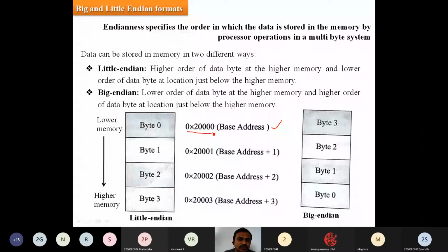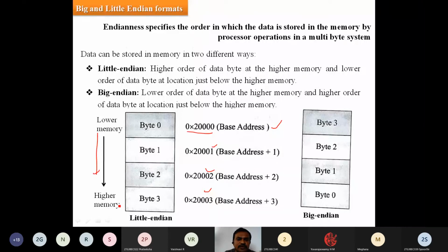So here 20000 is the lower memory location. Then the next one is 20001, the next memory location. Then 20002, 20003. So from the base address, plus 1, plus 2, plus 3 and so on, are considered higher end memory. So here the lower memory, higher memory. Obviously, whatever I have discussed, the movement is from lower memory to higher memory.